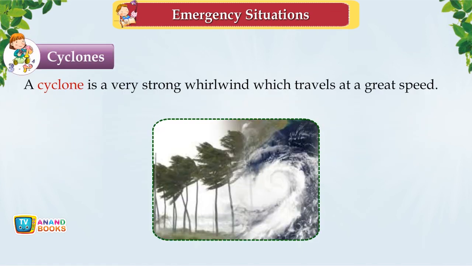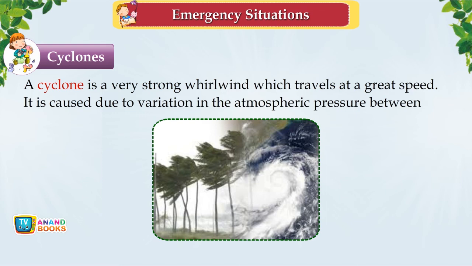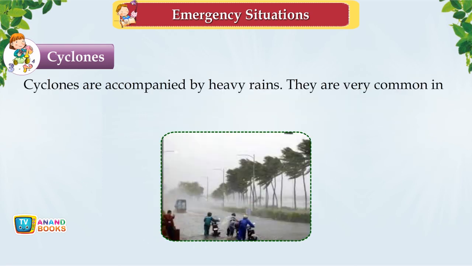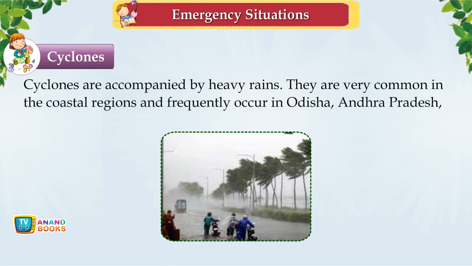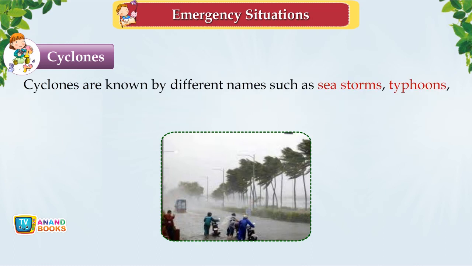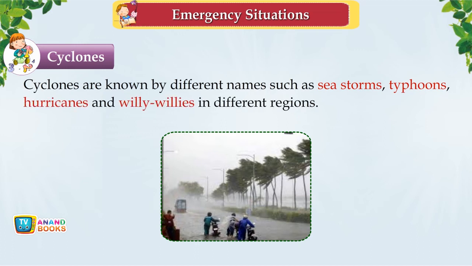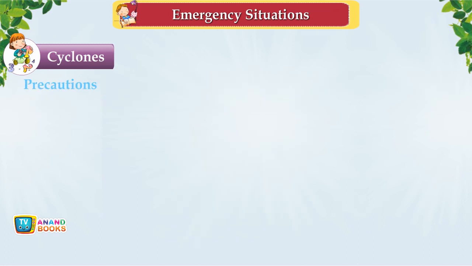Cyclones. A cyclone is a very strong whirlwind which travels at a great speed. It is caused due to variation in the atmospheric pressure between land and sea. Cyclones are accompanied by heavy rains. They are very common in the coastal regions and frequently occur in Odisha, Andhra Pradesh, West Bengal and Tamil Nadu. Cyclones are known by different names such as sea storms, typhoons, hurricanes and willy-willies in different regions.